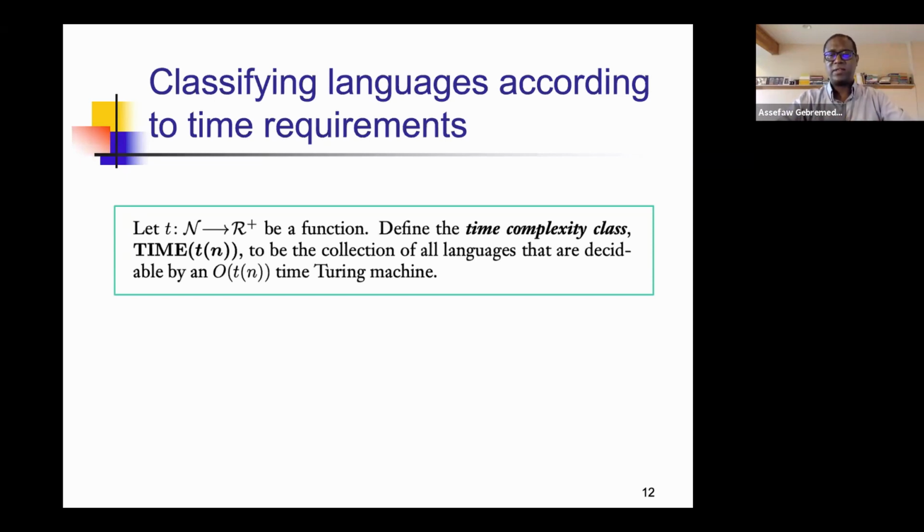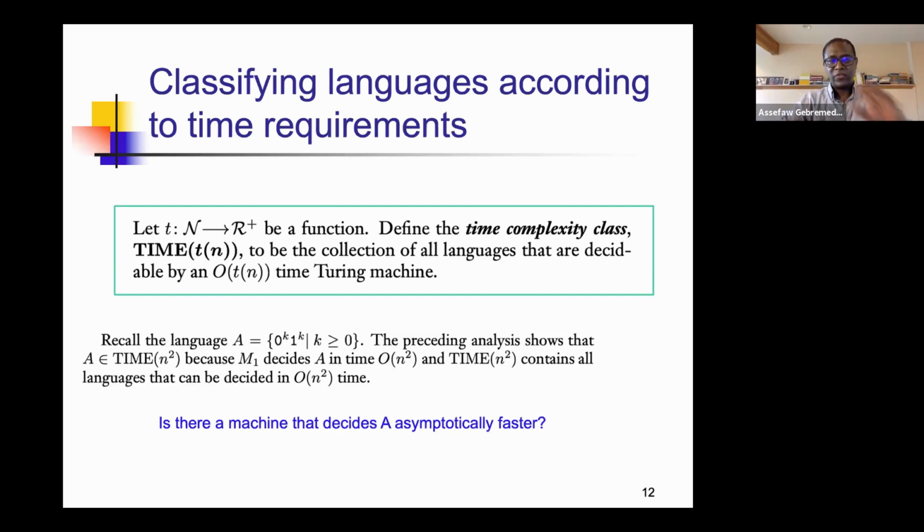So I can now define these time complexity classes as a collection of languages that are decidable by an order T(n) time Turing machine. Now recall the language we just saw, 0^k 1^k. There was a machine for it called M1 that decided it in order of n squared, and therefore it belongs to the class TIME(n squared), because it contains all languages that can be decided in that time. So now we know where this language belongs. It belongs to the class TIME(n squared), which means quadratic time solvable problems.